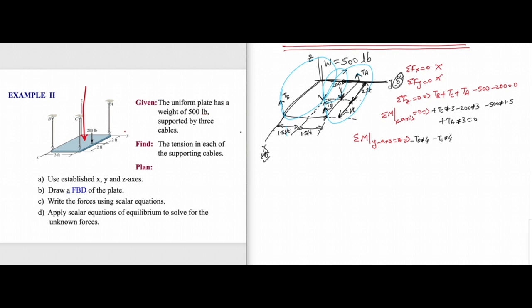You have to follow the arrow. If the arrow is like that, the arrow goes like this. So it's a positive 500 times 2. Similarly, positive 200 times 2. And what about TA? TA lies on the y-axis, so it has no moment, and that is equal to 0.